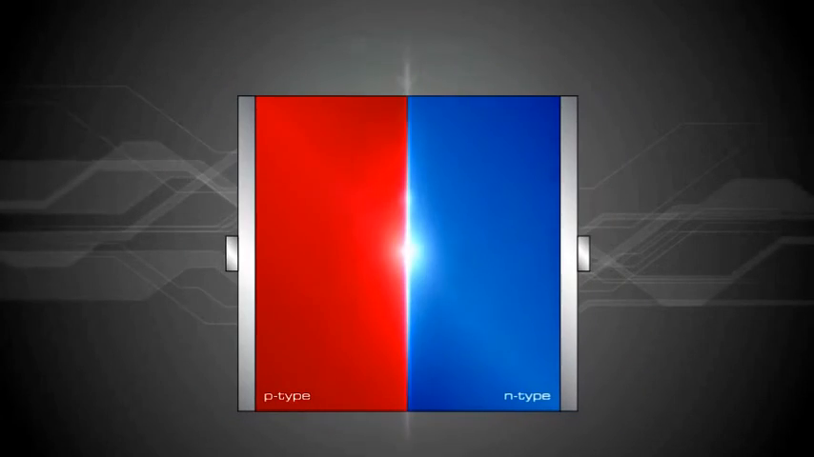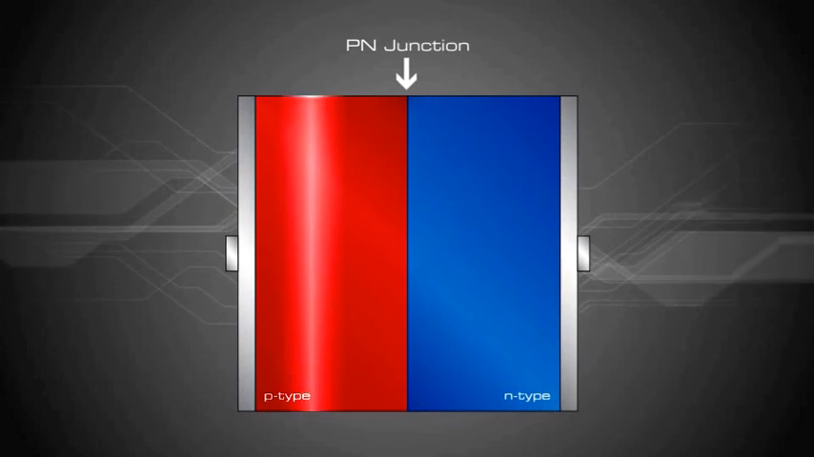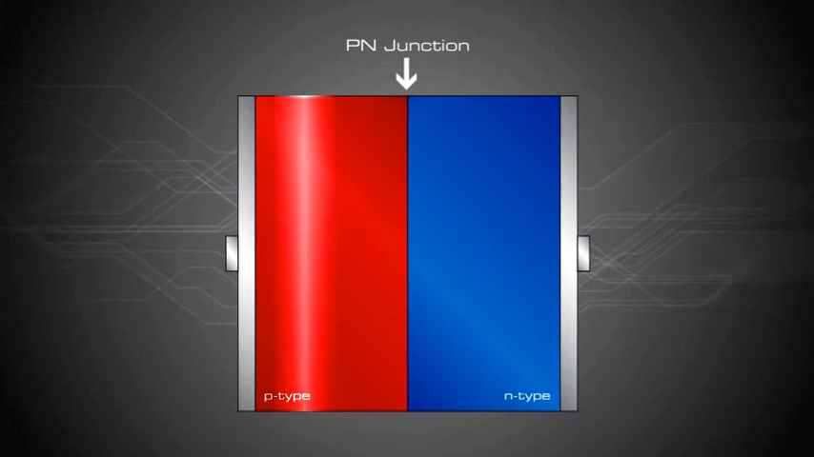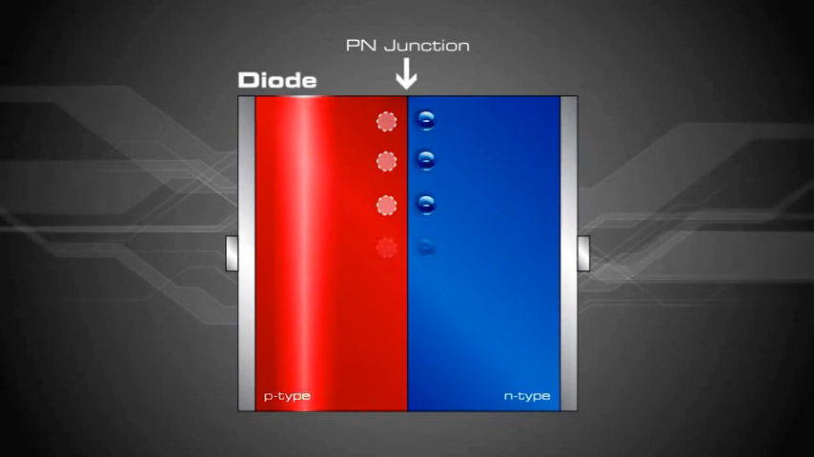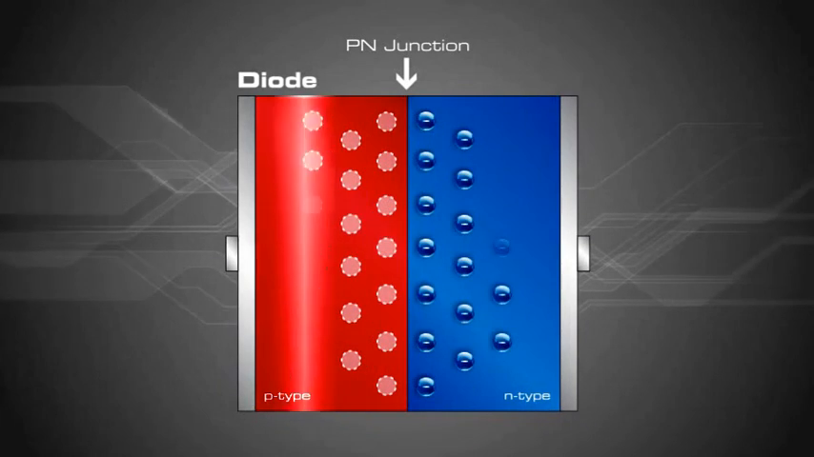When p-type and n-type silicon are placed in contact with one another, it forms a PN junction. At this junction, an interesting phenomenon occurs that is the foundation of solid-state electronics. A basic PN junction creates a diode that allows electricity to flow in one direction but not the other.